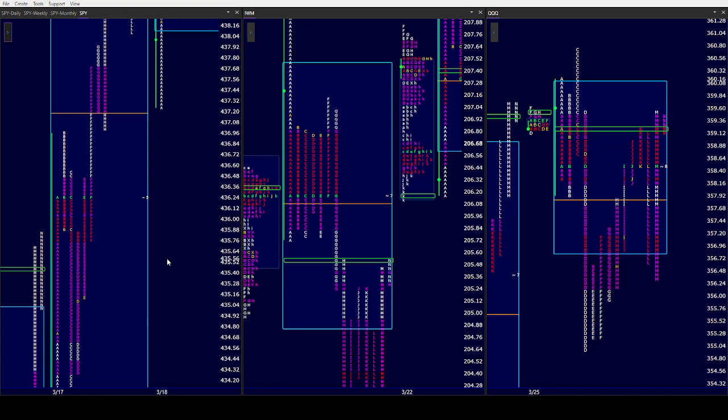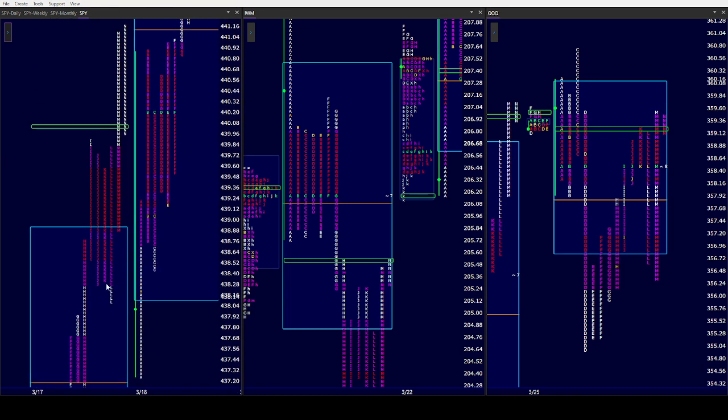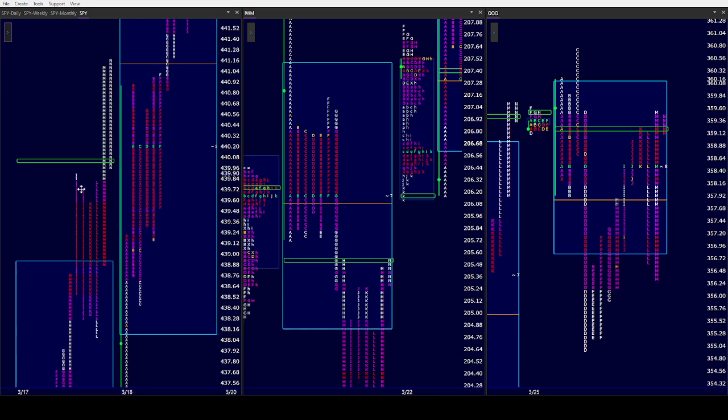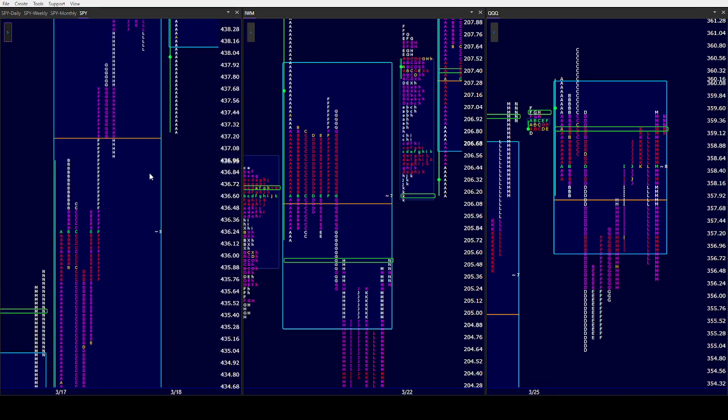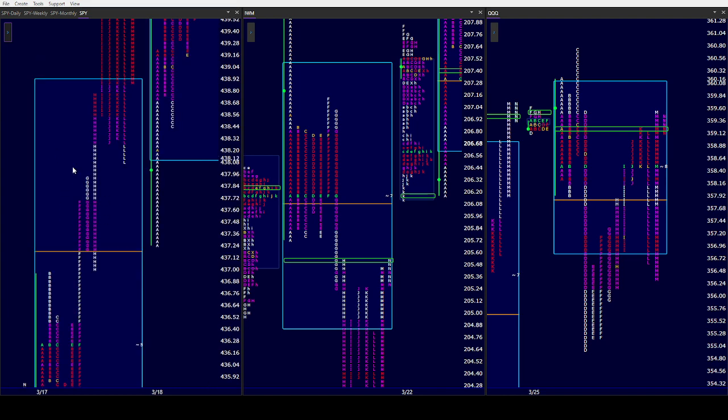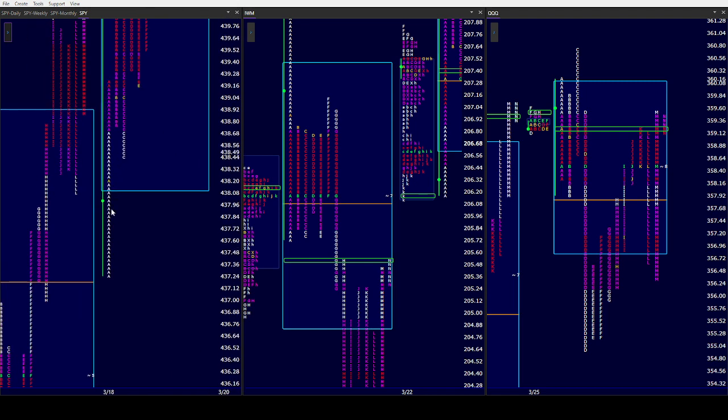Okay? Now, another thing to keep in mind. Single prints are totally different from buy tails and sell tails. These are single prints. This is a form of an intraday gap, right? F period, form of an intraday gap, H period. That's totally different than this. This is a buy tail. It's still powerful like single print, but it's not single print. It's a buy tail. Okay?